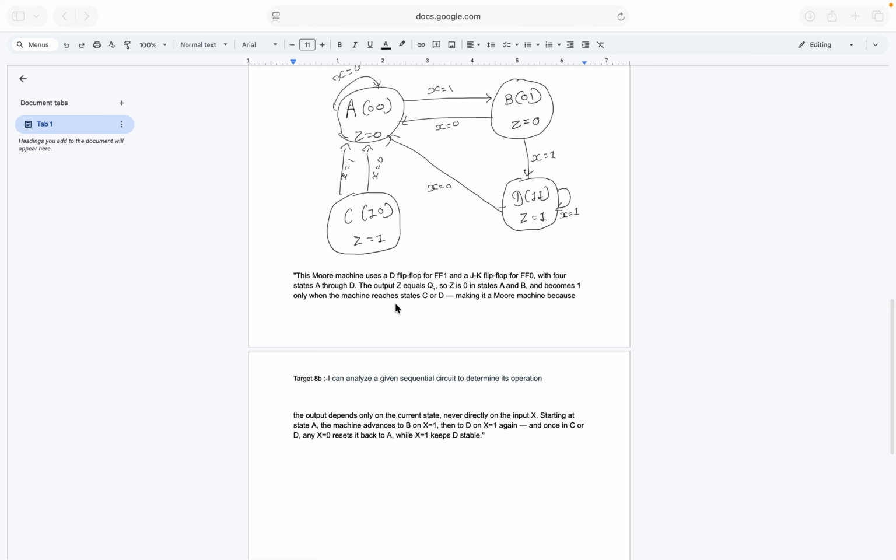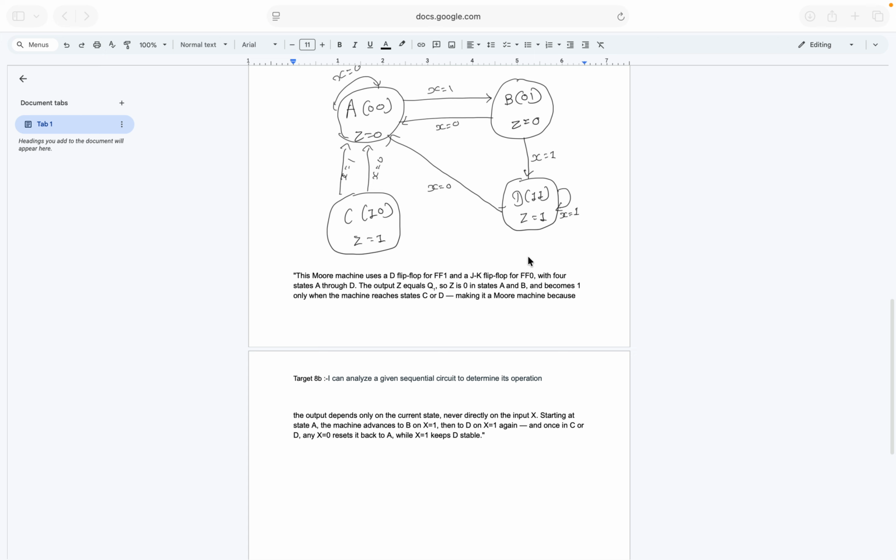Looking at the state diagram, the machine starts at A. From A, an input of 1 moves it to B, while an input of 0 keeps it at A. From B, an input of 1 moves it to D, and an input of 0 sends it back to A. From C, an input of 0 sends it back to A, and from D, an input of 0 sends it to A, while an input of 1 keeps it in D.